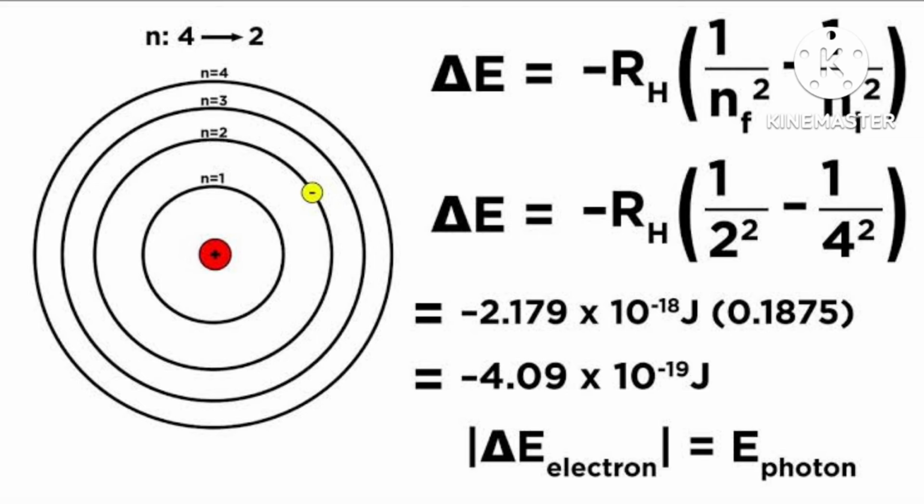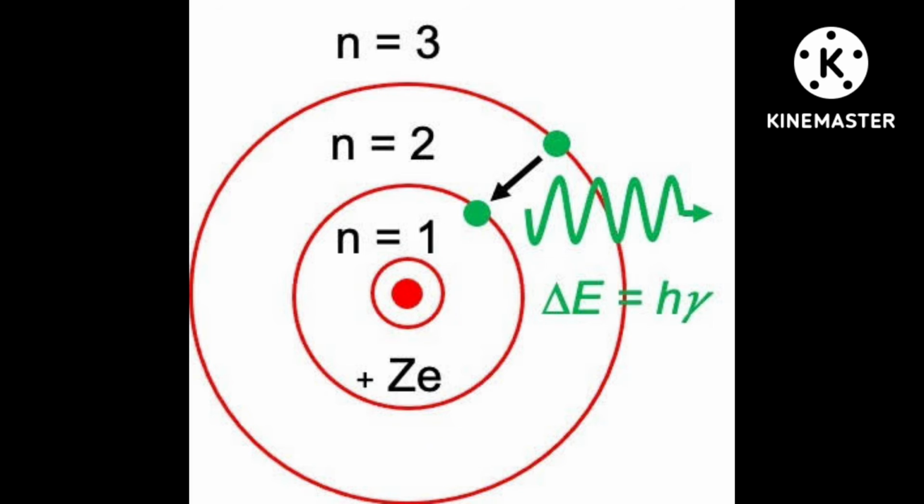Here R H is called the Rydberg constant. Because it is a constant, a question may be asked about its value, or it is used in calculating the energy of the electron. The R H value is 2.18 × 10⁻¹⁸ joule. It is just like energy. Again, R H equals 2.18 × 10⁻¹⁸ joule.